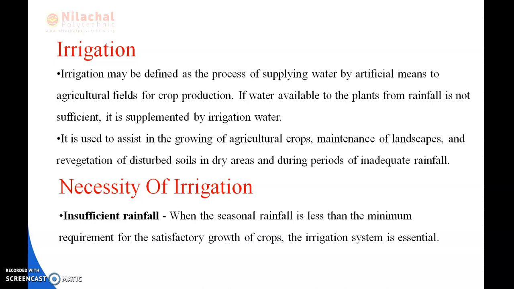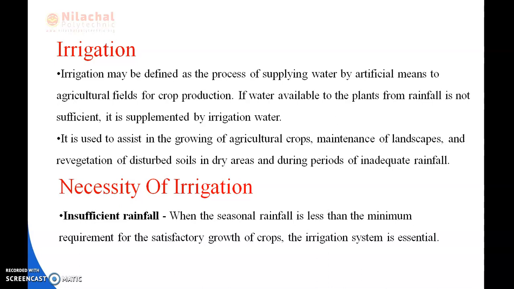Irrigation may be defined as the process of supplying water by artificial means to the agricultural field for crop production. If the water available to the plants from rainfall is not sufficient, it is supplemented by irrigation water. It is used to assist in the growing of agricultural crops, maintenance of landscapes and revegetation of disturbed soils in dry areas and during periods of inadequate rainfall. So irrigation means to supply water to the agricultural field for crop production.